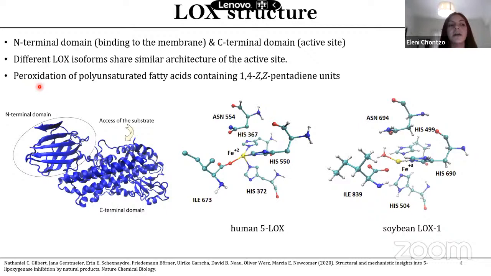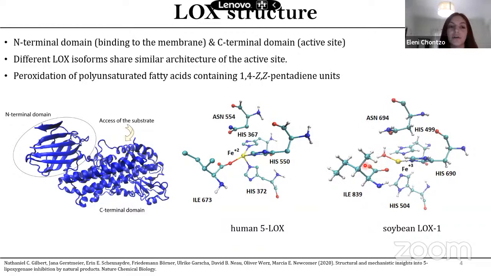The lipoxygenase enzyme catalyzes the peroxidation of polyunsaturated fatty acids containing cis,cis-1,4-diene units. A very impressive thing about the lipoxygenase superfamily is that they share a very similar architecture of the active sites. For example, in these two figures, we can see the active site of human 5-LOX and soybean LOX. We can see that the architecture of the active site is really conserved. We have an iron atom which is coordinated by 3 histidine residues, 1 isoleucine residue, and 1 asparagine. Also, in the soybean isoform, we have a water molecule that is present in some crystallographies and not in others.